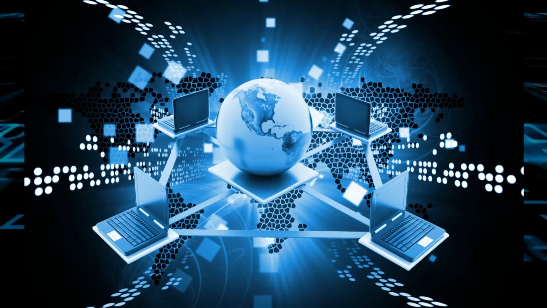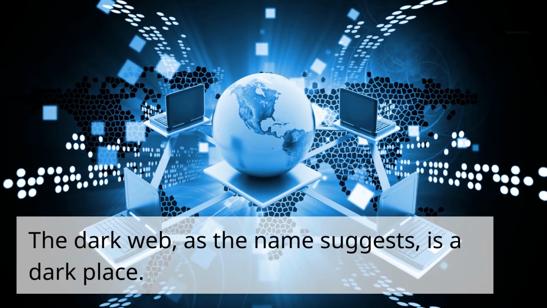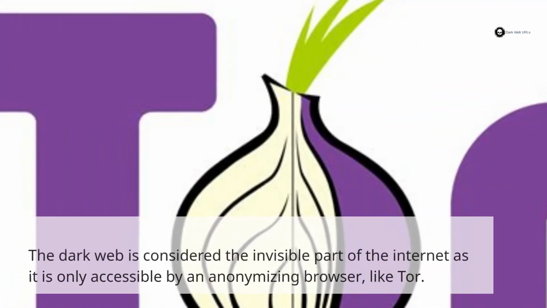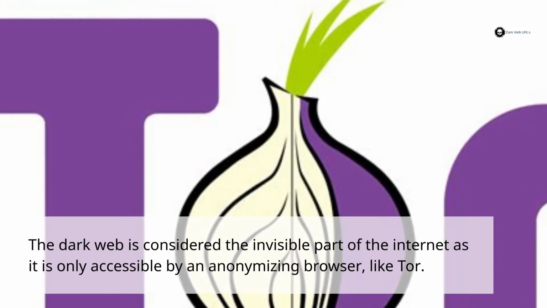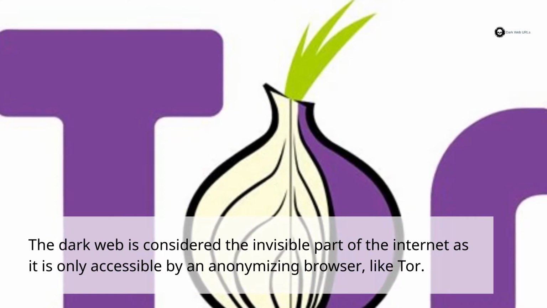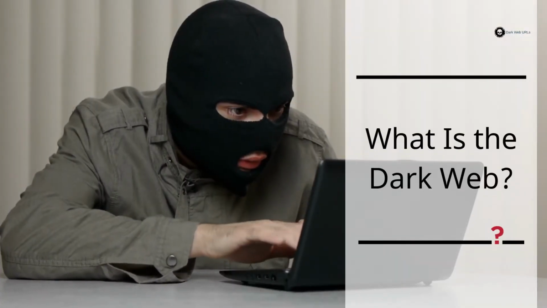4 Simple Rules for Surfing the Dark Web. The dark web, as the name suggests, is a dark place. The dark web is considered the invisible part of the Internet as it is only accessible by an anonymizing browser, like Tor. What is the dark web?